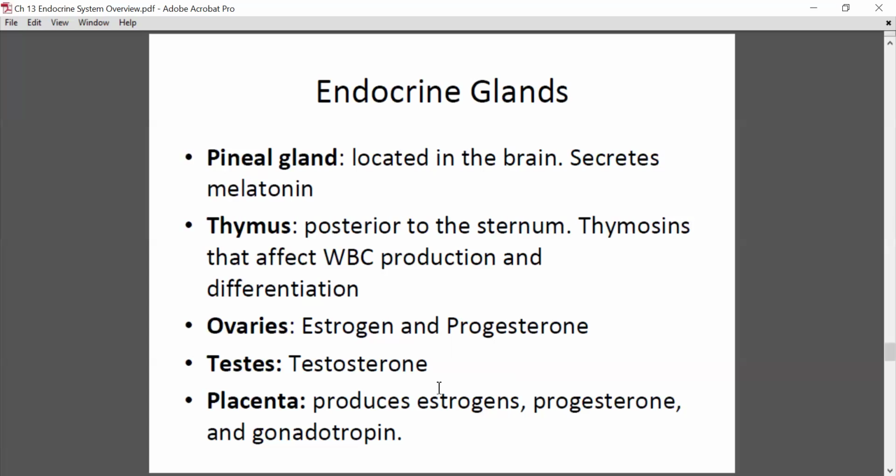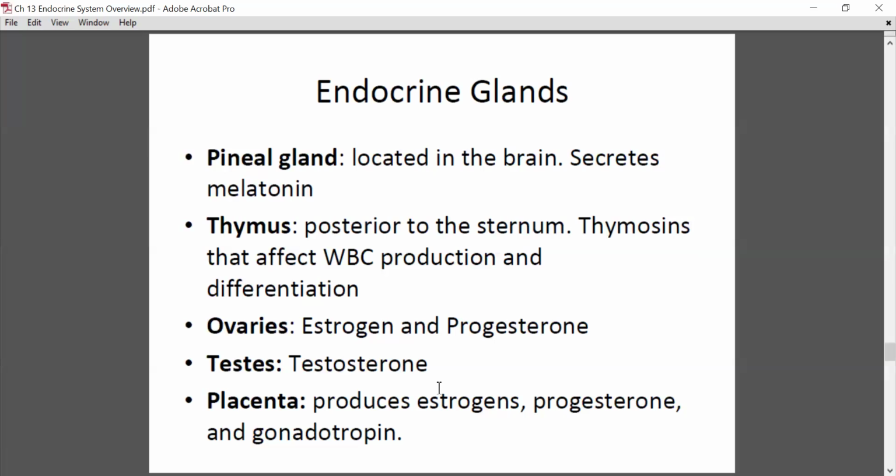You have the ovaries. The ovaries produce estrogen and progesterone once a person hits puberty. The testes produce testosterone once a person hits puberty. So the ovaries and the testes, remember, they take over the production of those sex hormones at puberty. It takes over that production from the adrenal glands, which produced it before puberty.